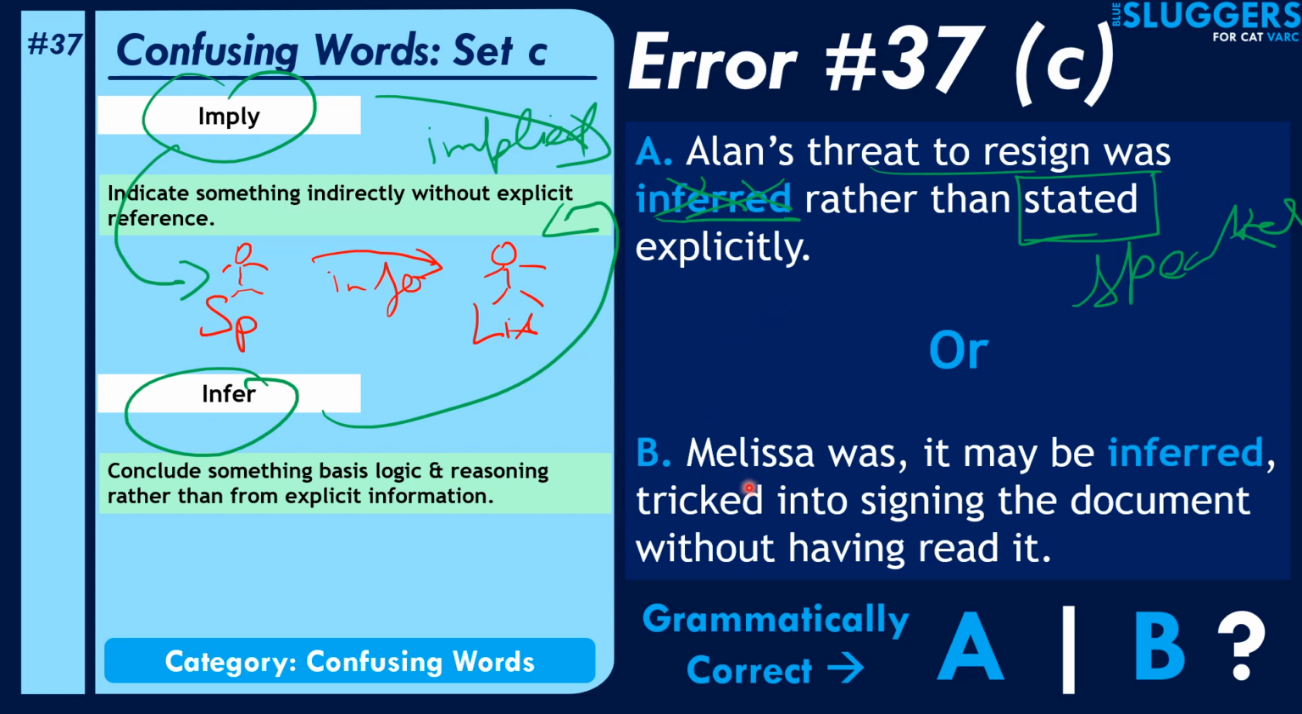Next, Melissa was, it may be inferred, tricked into signing the document without having read it. Now it's a different person who's stating the sentence, who's inferring, right? It's not Melissa who's doing it. Melissa is not implying. We are the ones who are inferring this. So the action is on part of the listener here, and hence the correct word usage would be inferred as opposed to implied. So option B, sentence B is correct. A is not correct.